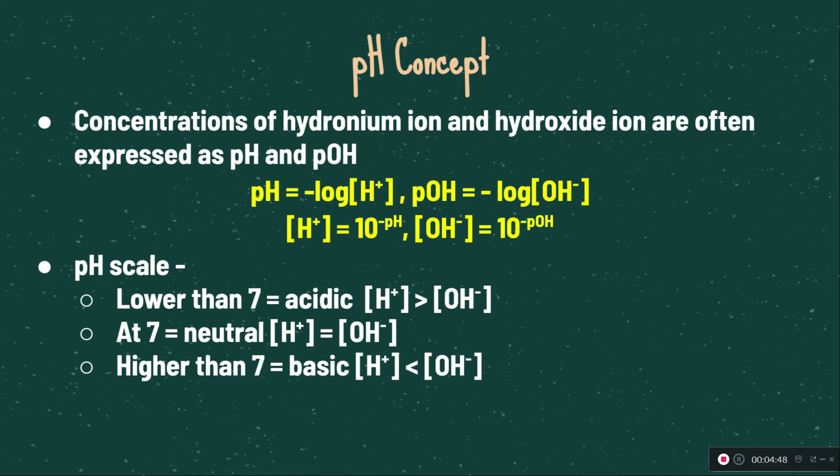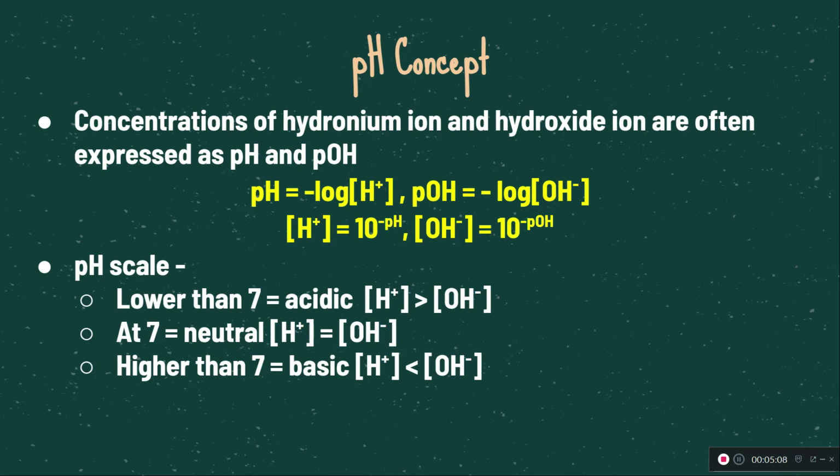Also, if we want to go to the reverse of that and find the hydronium ion concentration or the hydroxide ion concentration, we just use the inverse function of log, which is 10 to the power of. So I would take 10 to the negative pH to get my hydronium ion concentration, and 10 to the negative pOH to get my hydroxide ion concentration.